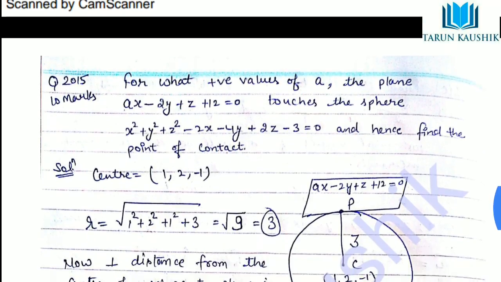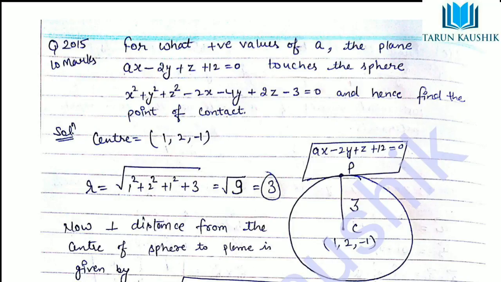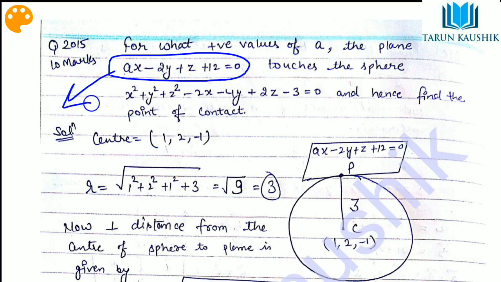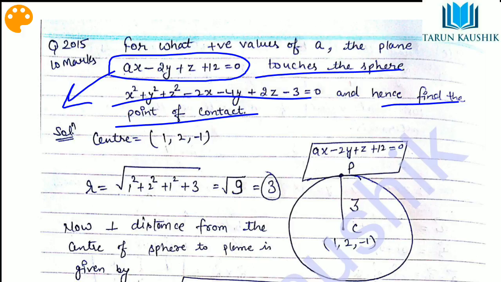Now the next question that was asked in 2015: for what positive value of a does this plane touch this sphere, and find the point of contact. So we have to find out the positive value of a for which the plane touches the sphere. Now we are given this sphere equation, and the center of the sphere we can calculate by identifying the coefficients of x, y and z. Okay, the center we know.